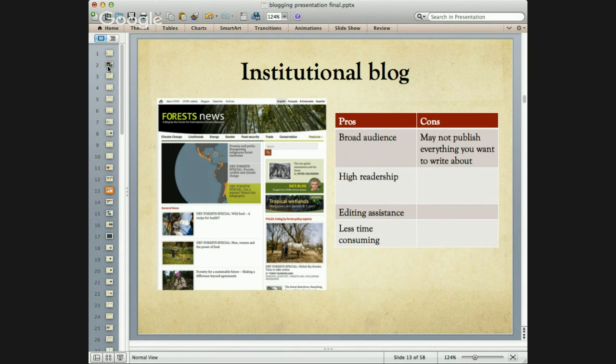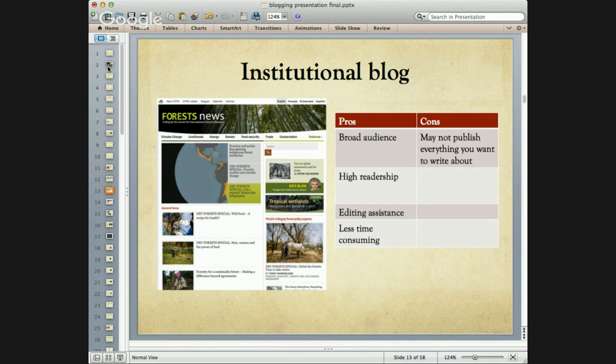Some of the cons of blogging with the institute is you may not be able to publish everything you want to write about. You may be wanting to write about some more personal topics, perhaps, or take a different angle that might be slightly controversial, and that's just not what the institutional blog has been set up for, and therefore is not something that you can do.